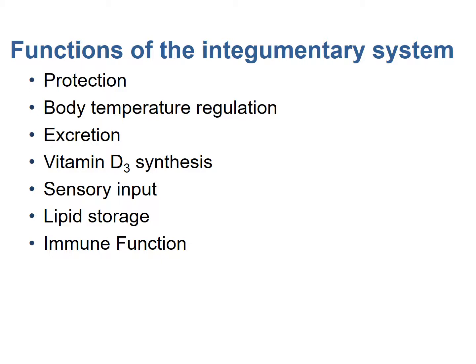Lipid storage. This is where we can store energy compounds that make up lipids, fatty acids. We can also store this up, again, for thermoregulation to allow us to keep ourselves warm. And then finally, immune system function. We have different macrophages and immune system cells that help to fight off infection. Our integumentary system is actually our first line of defense against any sort of incoming infection.